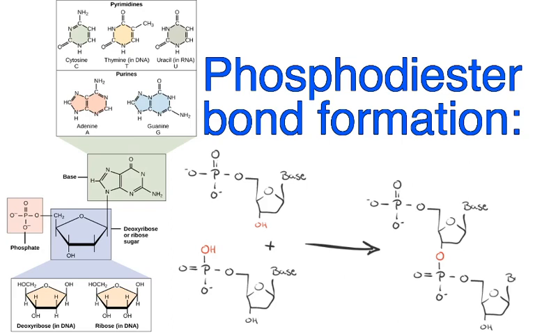Nucleotide monomers are combined through phosphodiester bonds. This dehydration synthesis attaches the oxygen on the 3rd carbon of one nucleotide to the phosphate group protruding off the 5th carbon on the other nucleotide. These linkages form what's known as the phosphate sugar backbone of nucleic acids.